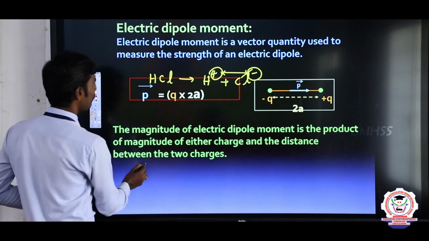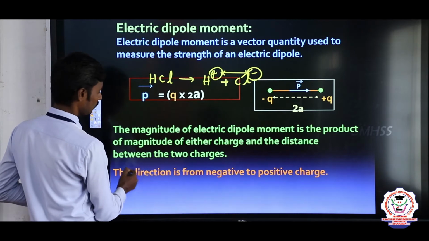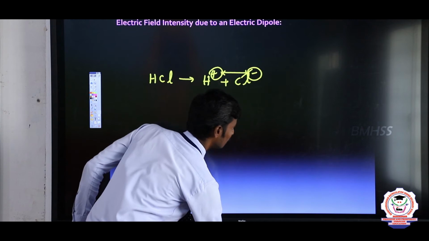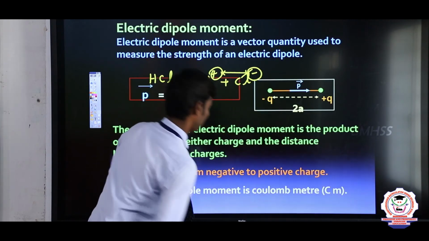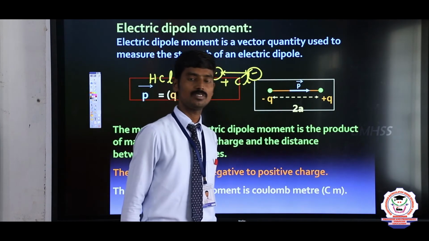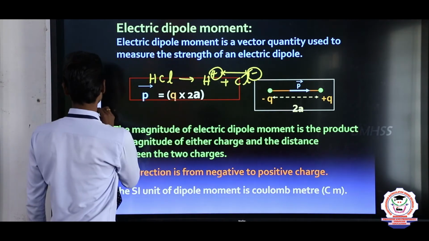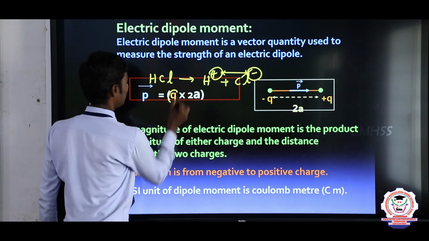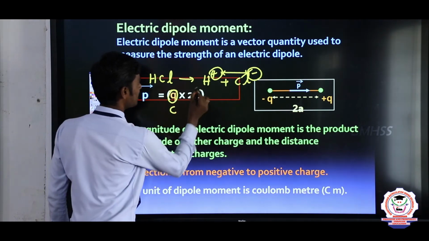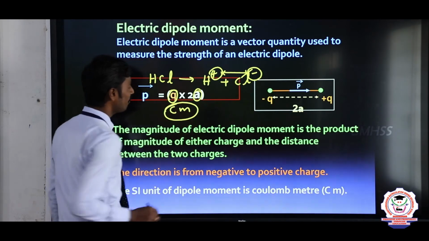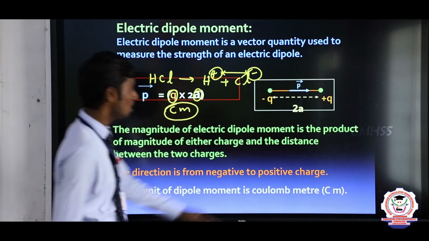See, next concept. The SI unit of electric dipole moment is coulomb meter. How, sir? See here, we know the unit of charge is coulomb and the unit of distance is meter. So the unit of electric dipole moment is coulomb meter.